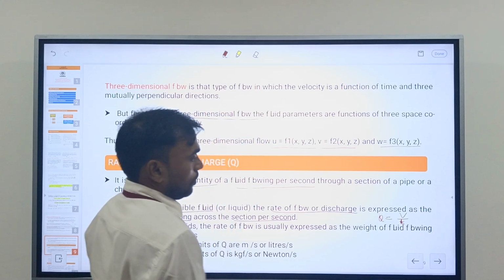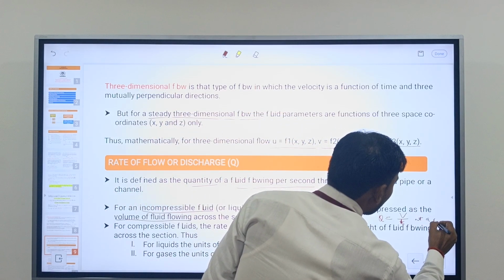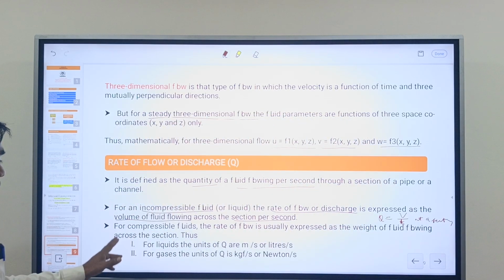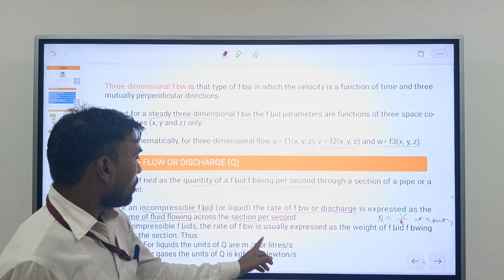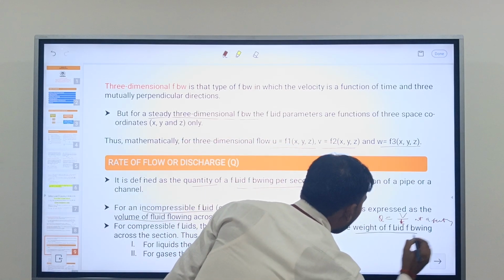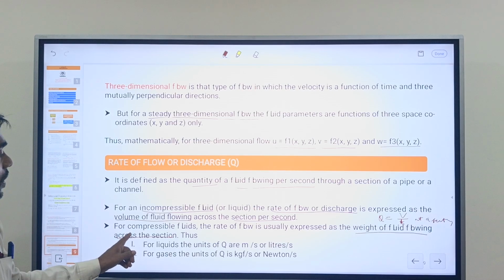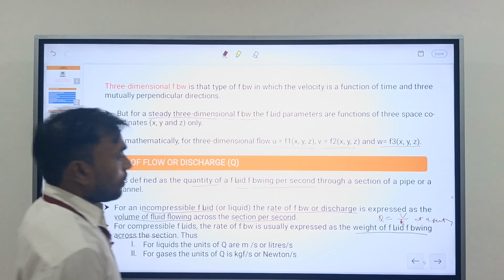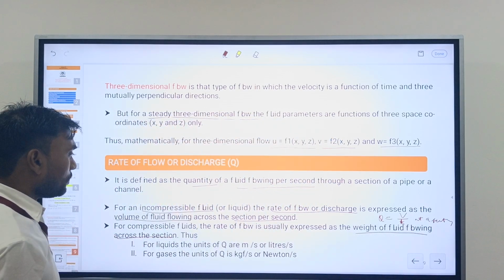Okay, through a particular section, at a section. Okay, section to be fixed. Now in case of compressible fluid flow, the rate of flow is usually expressed as the rate of fluid flowing across the section. Okay, in case of compressible fluid, means real fluid, it is measured as the rate of fluid flowing across the section.